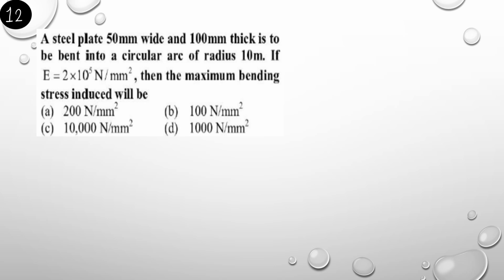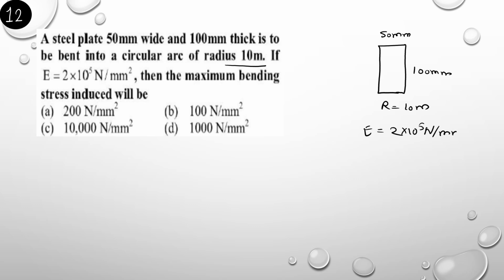Question number 12. A steel plate 50 mm wide and 100 mm thick. This is a steel plate, meaning B is 50 mm and D is 100 mm. It is to be bent into a circular arc of radius 10 meter. R is equal to 10 meter. And Young's modulus is 2 into 10 raised to 5 Newton per mm square.